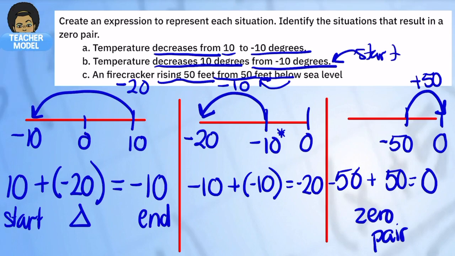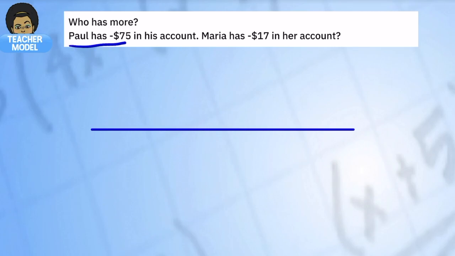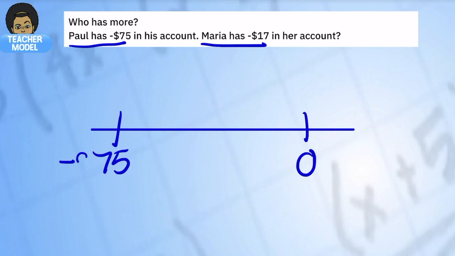And let's go to the next one. And this is a simple comparison. I want to know which one has more. So let's look at a number line again. I notice both Paul and Maria have a negative balance. Paul has negative $75 in the account. Maria has negative 17. So I'm going to put my zero down. Paul has a larger absolute value, meaning I know he's farther away. And Maria has negative 17. Again, these are not precise, just creating a model. But looking here, so which one has more?